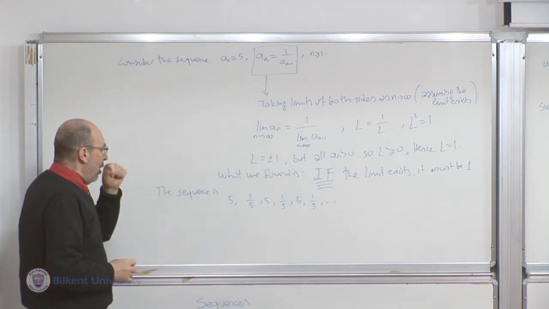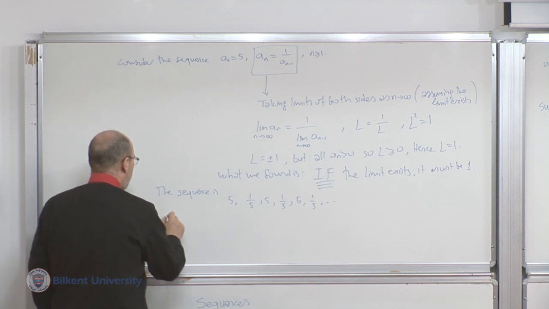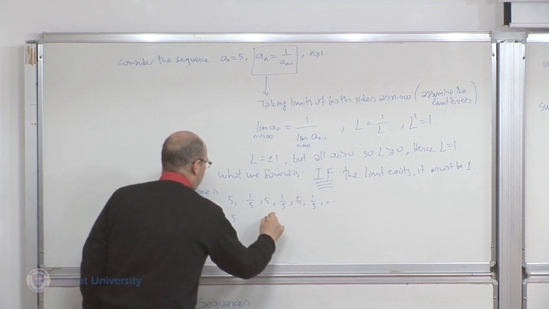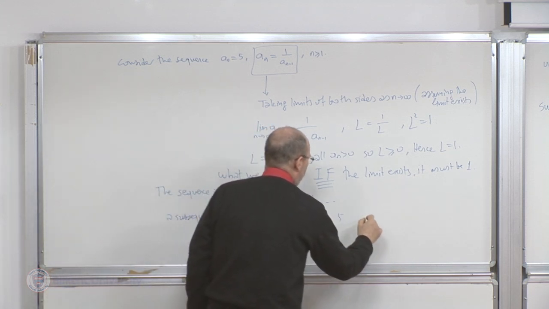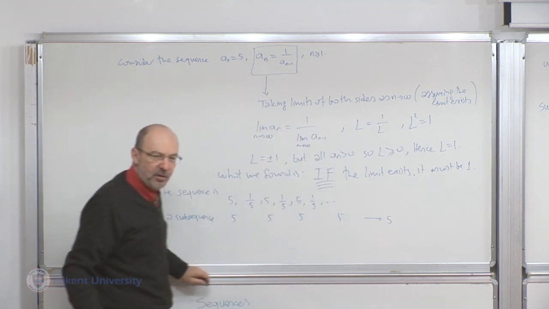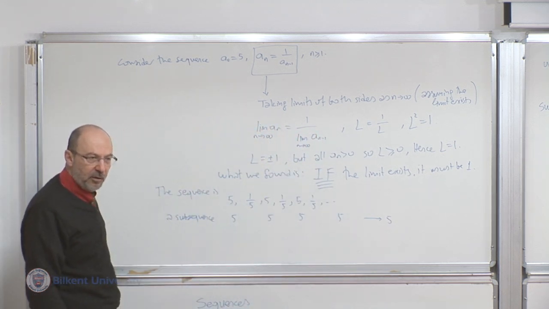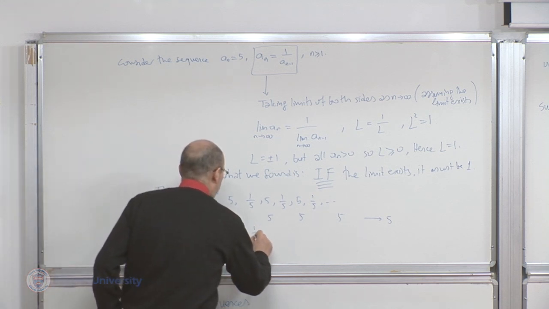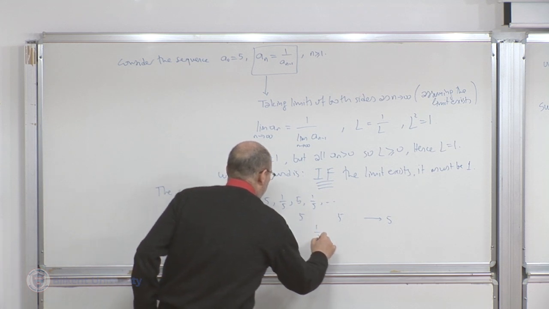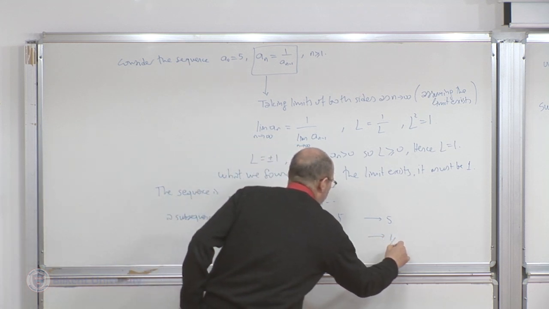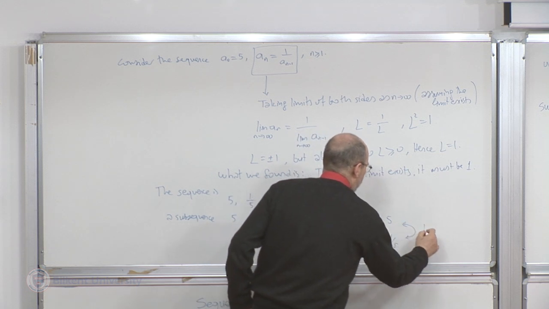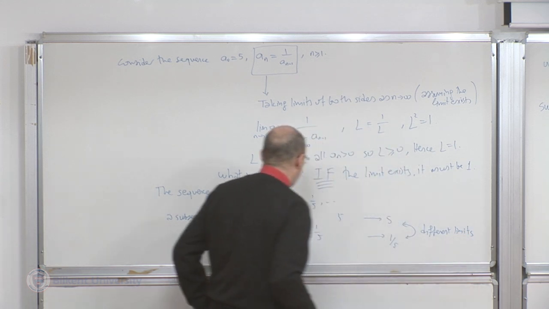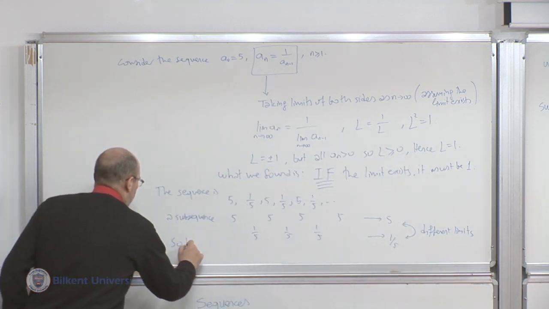A subsequence is 5, 5, 5, 5. This converges to 5. Every constant sequence satisfies all the different definitions of limit, and it goes to 5. Another subsequence, 1 over 5, 1 over 5, 1 over 5. This goes to 1 over 5. Different limits. So from here, the sequence is divergent.